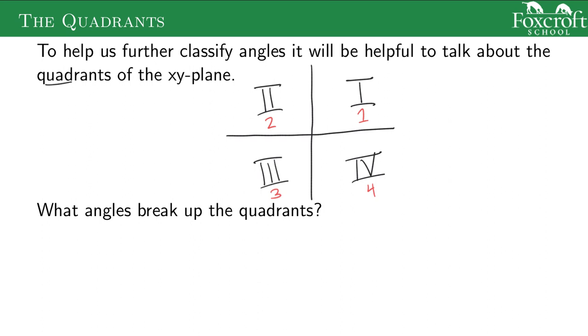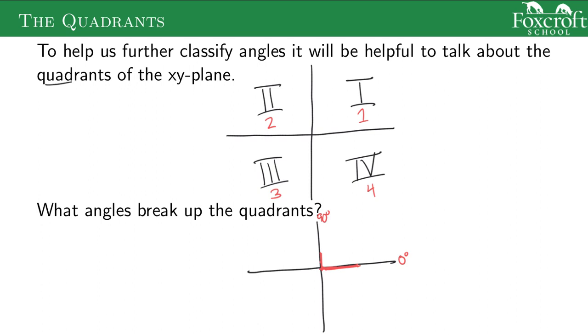All right, what angles break up the quadrants? So if I think about my angle, I'm always starting here. And this is actually the 0-degree angle, because I haven't done anything at all. But if I go straight up from here, that's a right angle, and we know that's 90 degrees. So the borderline between quadrant 1 and 2 is 90 degrees.